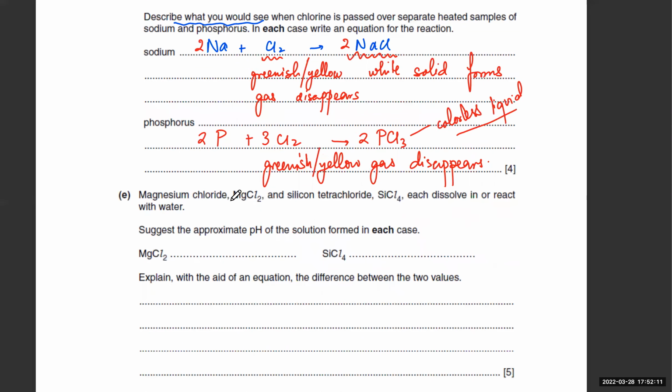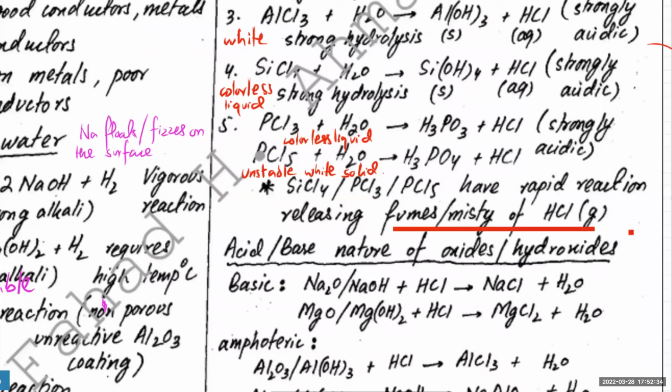So the next one is magnesium chloride and silicon chloride is dissolved in water. Suggest the approximate pH. So again, this is about hydrolysis. Hydrolysis, this one has very slight hydrolysis. So the pH is just 6.5. And this one is stronger hydrolysis. The pH is around 2. That's given in the notes. TK, we did discuss this.